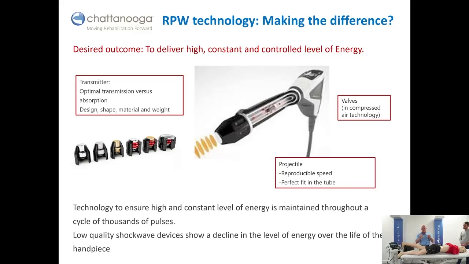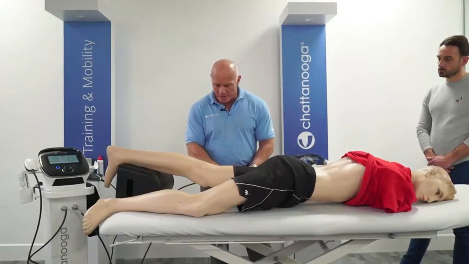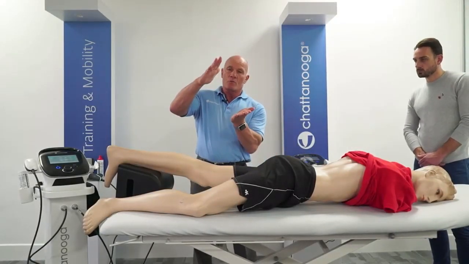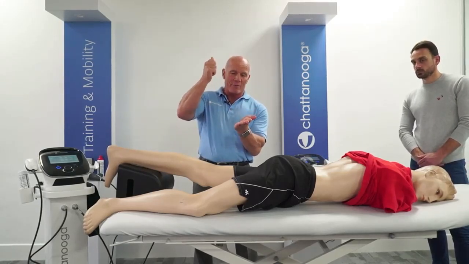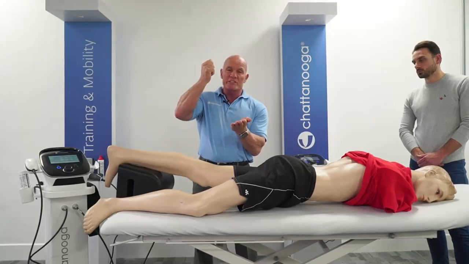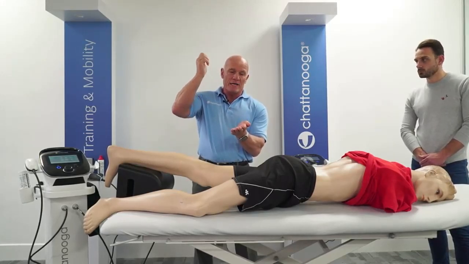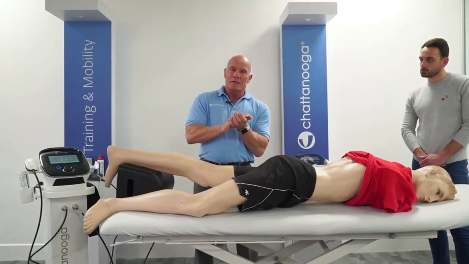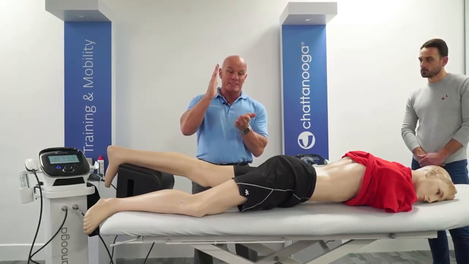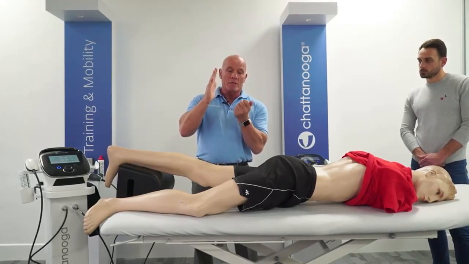So imagine that I'm going to strike with a hammer. Imagine this is my hammer. I'm going to strike this material here, which is steel. And if I hit that, I'm going to create quite a lot of energy. I'm going to use the same hammer with the same force, but this is now a sponge.